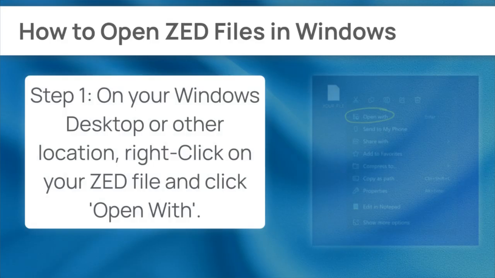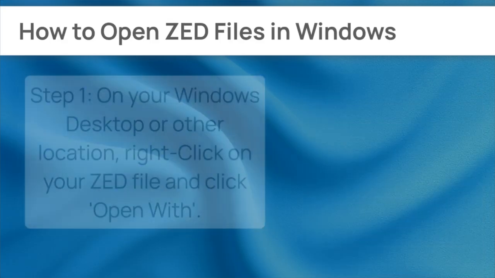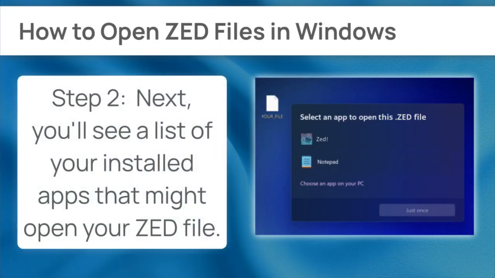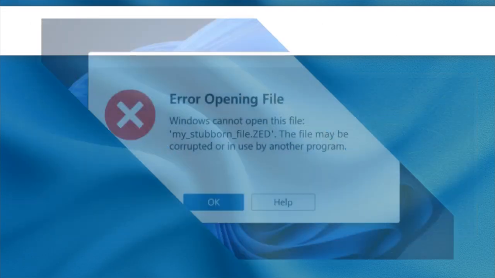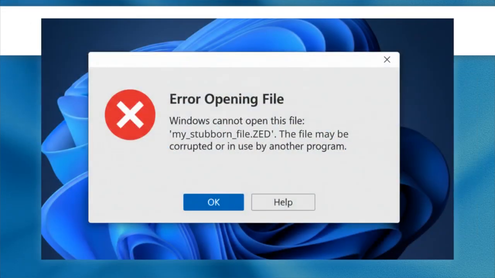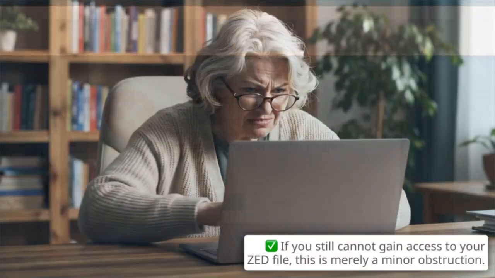Open the menu by right-clicking your ZED file and choosing Open With. Try ZED first. If it's absent, select another program. This trial and error process is crucial for troubleshooting. If the ZED file won't budge, stay calm. We've got this under control.